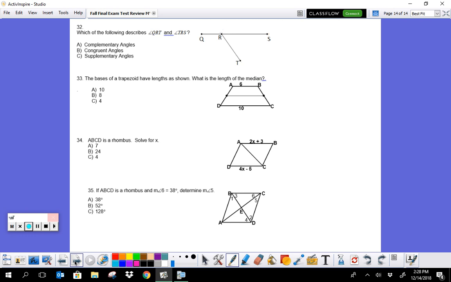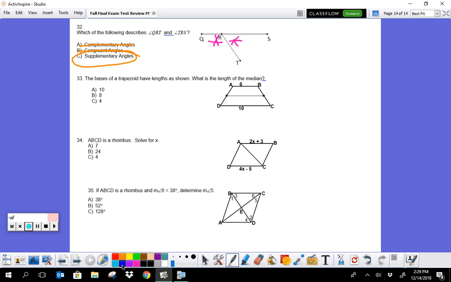32, which of the following describes angle QRT? So it's this angle here, and TRS, which is this angle here. Answer A says complementary. Complementary means adds up to 90. That is not true here. Those are going to add up to 180. B says congruent. Okay, they could be congruent, I just don't know that. So that's not it. Supplementary, yes, because that is a linear pair. So my answer here is C.